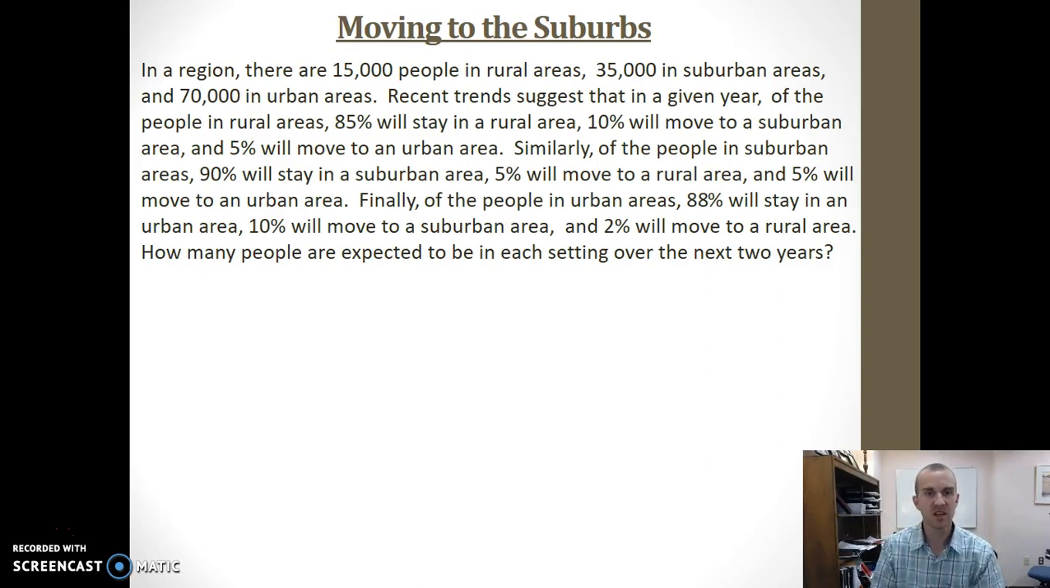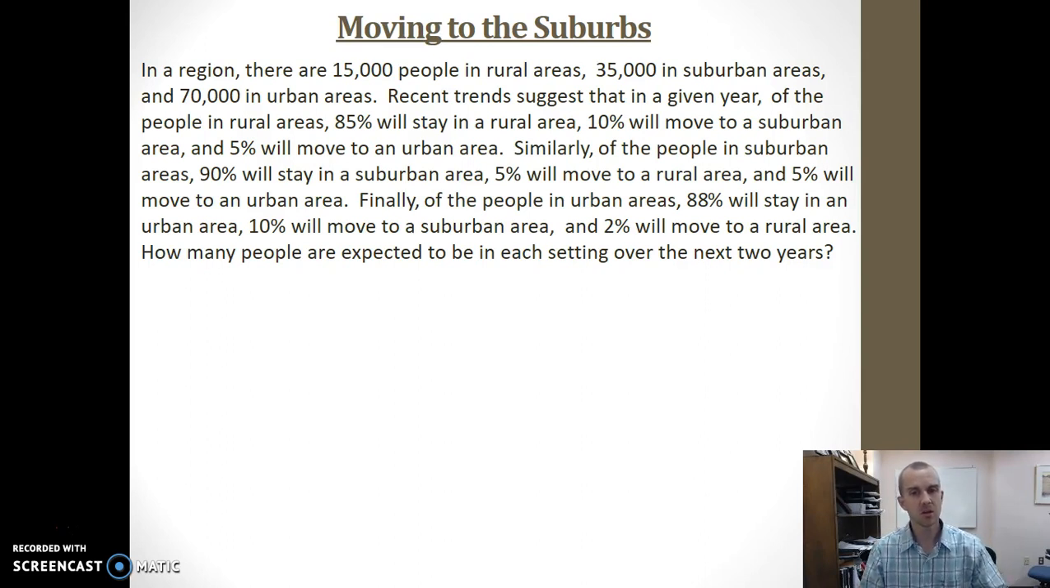So let's look at an example. Say that we're in a region where there are 15,000 people in rural areas, 35,000 suburban, 70,000 urban areas. And there's a trend of how people are transitioning in these areas, with 85% staying rural, 10% moving to a suburban area from a rural, and 5% moving to an urban area from the rural area. And we can see as the percents go on for each of those different changes. And we want to know what's going to happen to the population over the next 2 years.